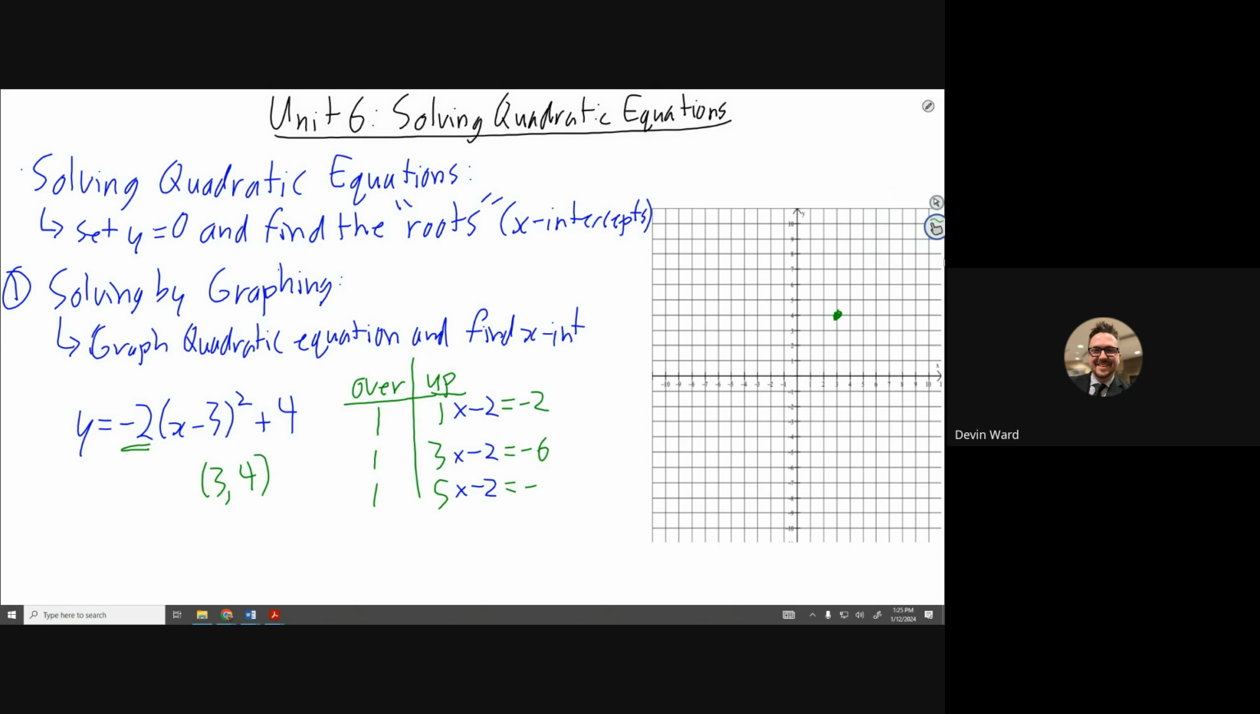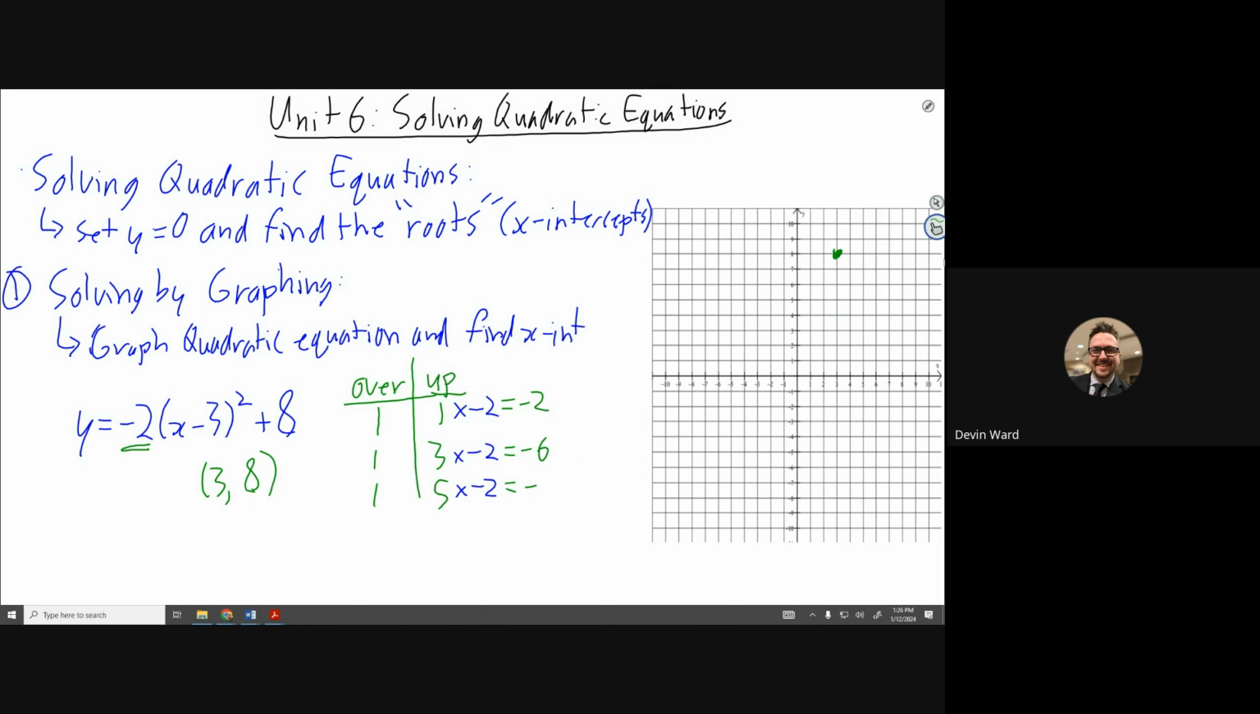Sorry, this is not the equation I want to use. Sorry, that's the wrong equation. The equation is y = -2(x - 3)^2 + 8. My vertex is 3 and 8. So I wrote down the wrong number.